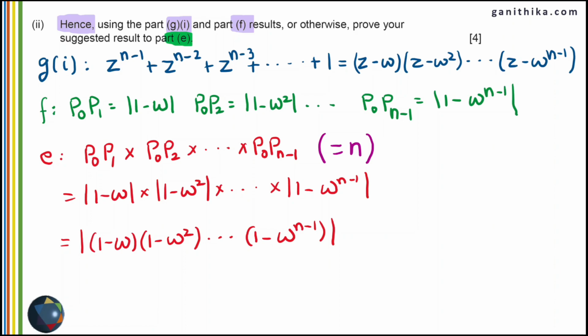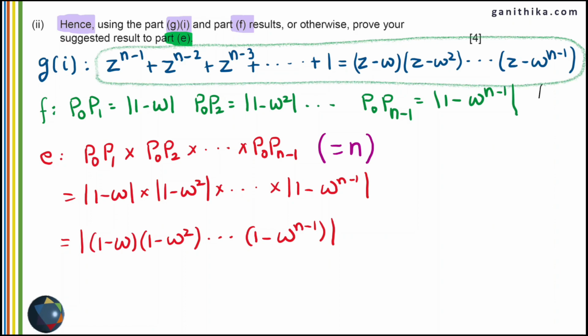You can see that in G1 on the right side you have z minus omega, z minus omega square, etc., z minus omega power n minus 1, whereas inside the modulus you have 1 minus omega times 1 minus omega square times etc. times 1 minus omega to the power of n minus 1, which means if I substitute in this part z equal to 1, you will get the right hand side to be the products inside the modulus. Therefore, let's see what happens when z equals 1 in G1.